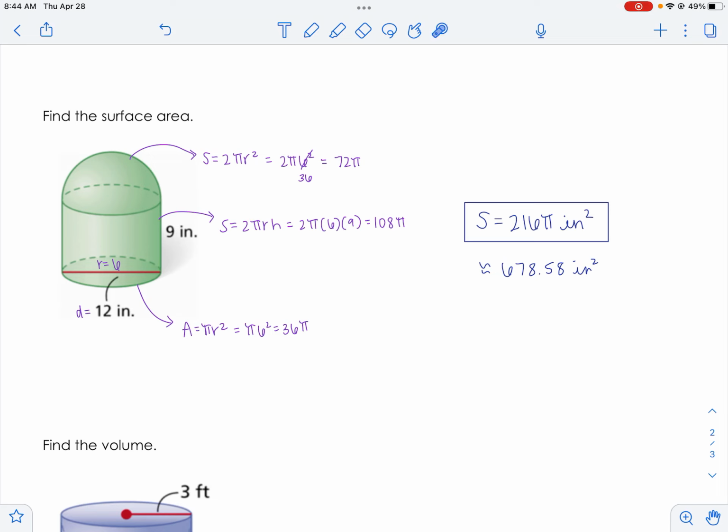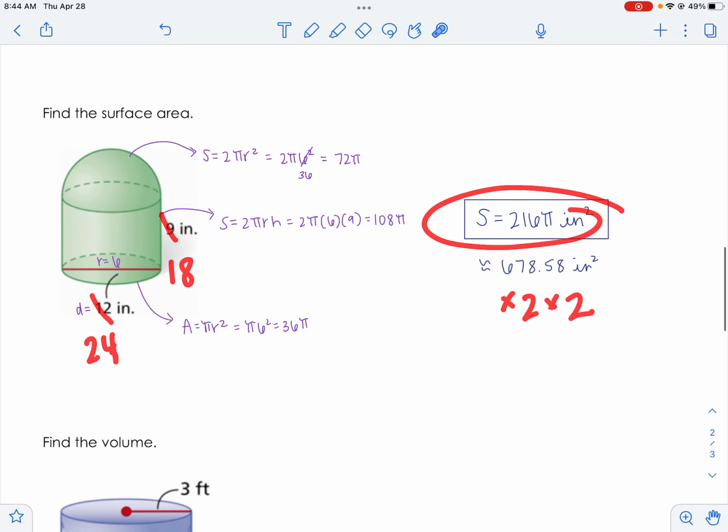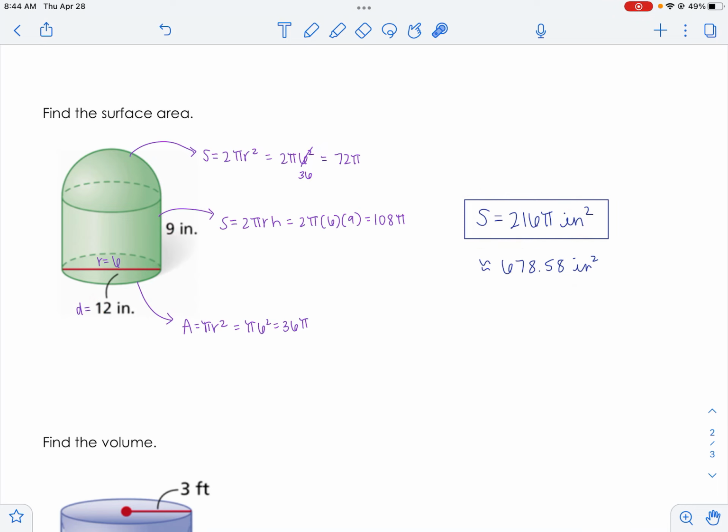Now, let's just say that I wanted to double the dimensions. Like I wanted to change the 9 to 18 and I want to change the 12 to 24. If you actually remember, we have a shortcut. If you're doubling the dimensions, then the area would be times 2 times 2, and so my surface area would just be times 4.